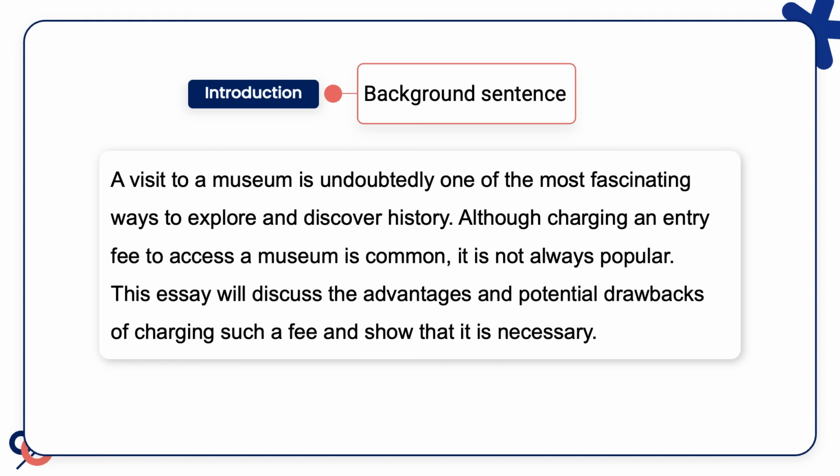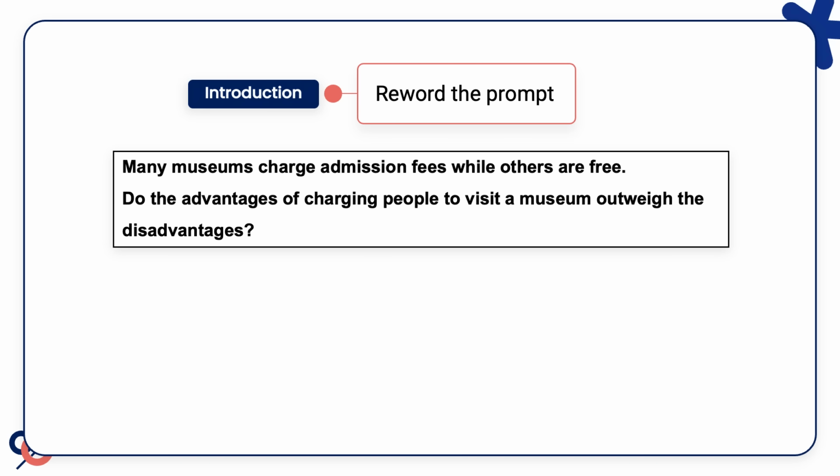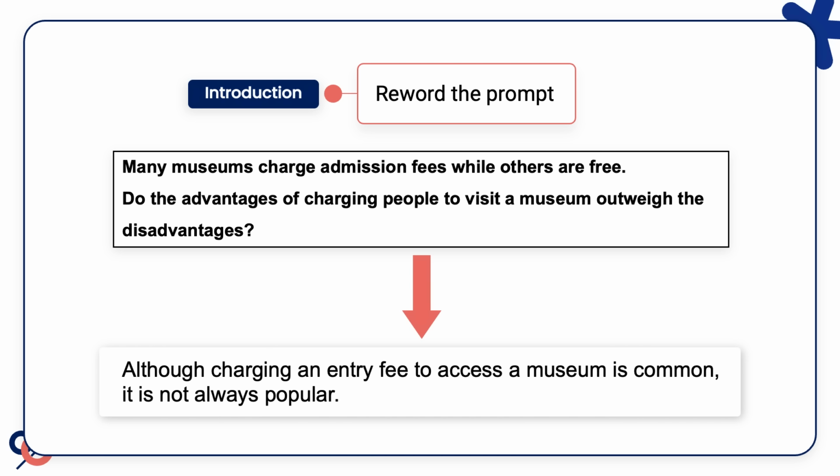For the next sentence, let's recall the prompt. Here it is again. Many museums charge admission fees while others are free. Do the advantages of charging people to visit a museum outweigh the disadvantages? And here is my version. Although charging an entry fee to access a museum is common, it is not always popular. Notice how I paraphrased admission fee as entry fee and used other vocabulary words to reword the prompt.